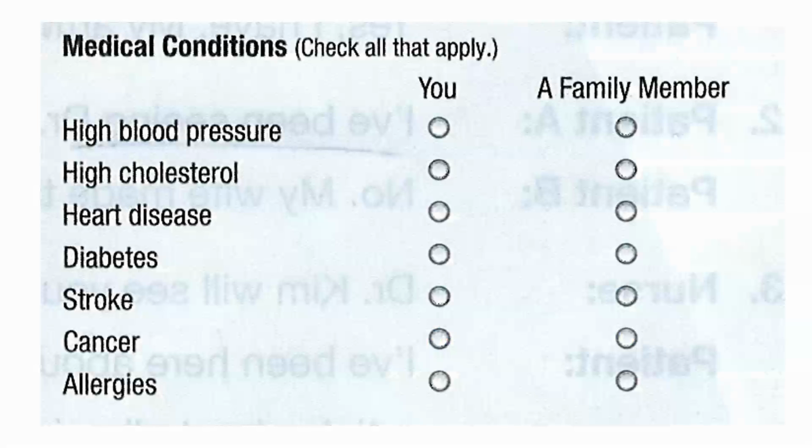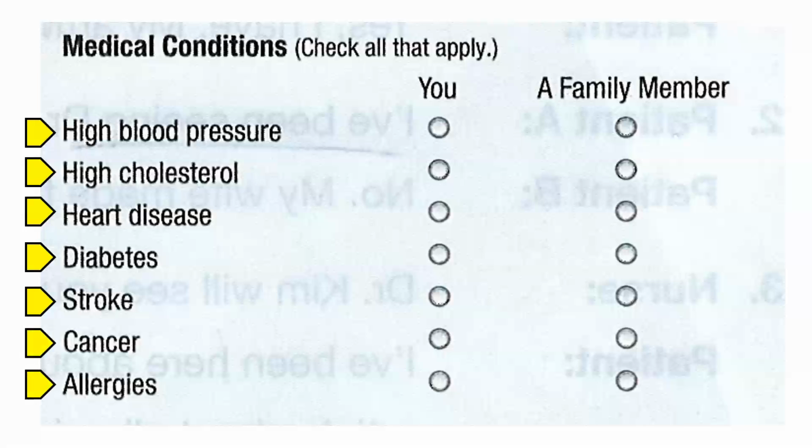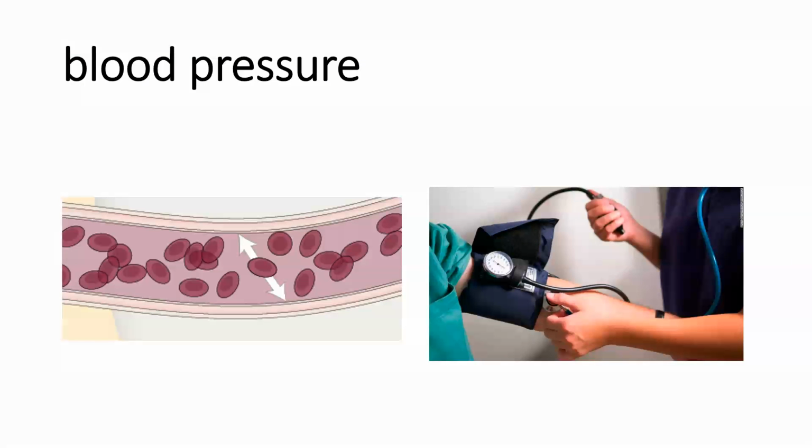Now, we have a list of 7 things here, and I'm going to read this list to you. Please listen carefully to try to hear the pronunciation and confirm the pronunciation for yourself. High blood pressure, high cholesterol, heart disease, diabetes, stroke, cancer, and allergies. Let's look at these one by one to see what they mean.